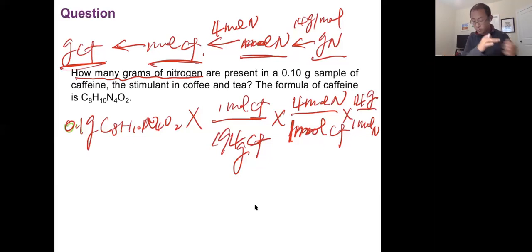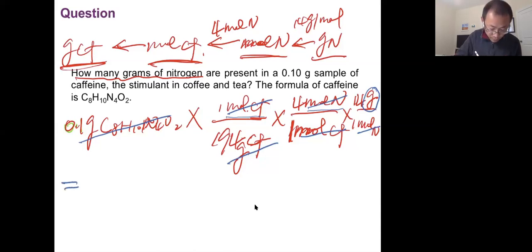Sorry, it's a little crowded. I want to put them from left to right. Question is done. By now, you're done like 60%, 70%. Okay, let me use a different color pen. Grams of caffeine cancel. I have moles of caffeine. Moles of caffeine cancel. I have moles of nitrogen. Moles of nitrogen cancel with moles of nitrogen. I got grams of nitrogen. Perfect. They're asking grams of nitrogen.